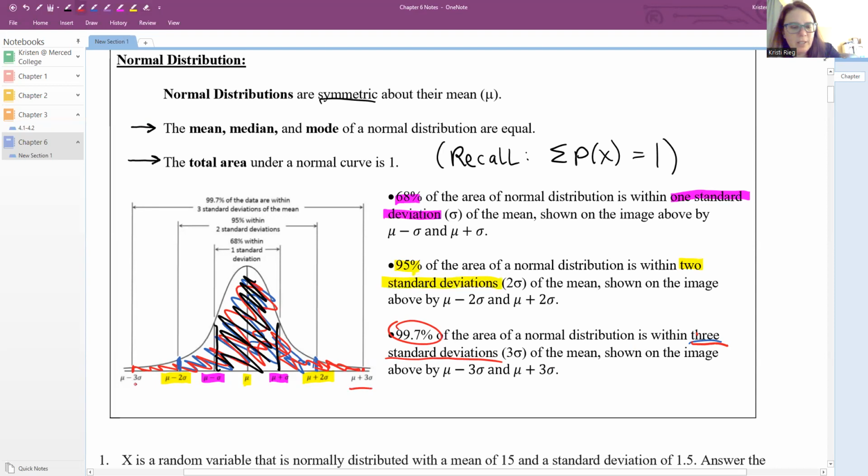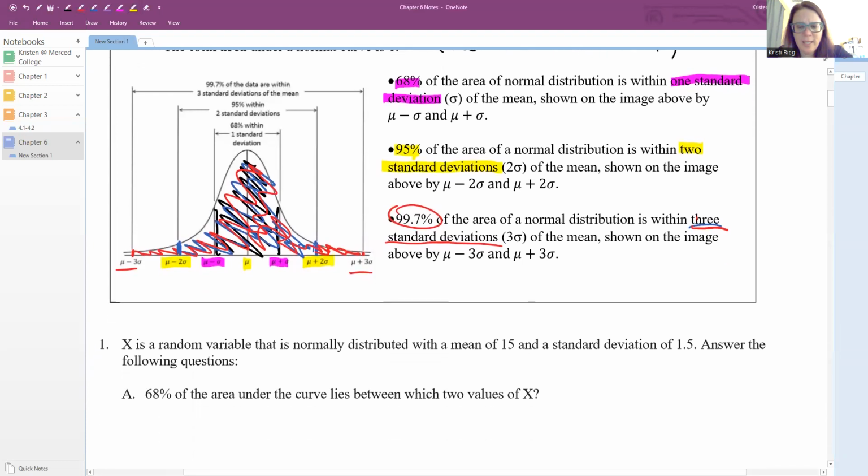Okay, 3 standard deviations from the mean. As you can see, that's almost everything, 99.7%. Okay, so we're just going to be practicing this idea a lot.